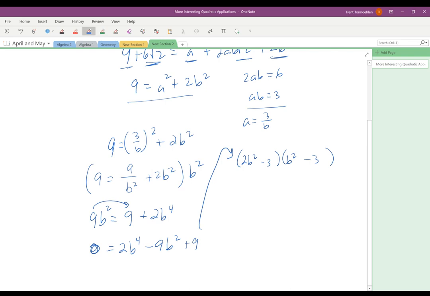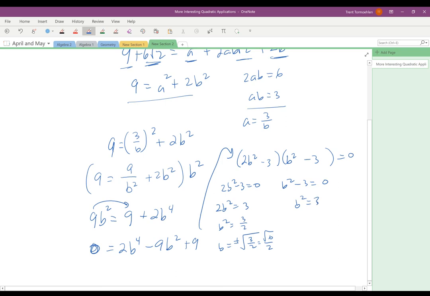Well, look what happens when I do that. I realize, oh, wait a second, that does factor nicely, which means I can solve for b. And so I'm either going to have 2b squared minus 3 equals 0 or b squared minus 3 equals 0. And so that's going to give me 2b squared equals 3, which means b squared equals 3 over 2. So b equals plus or minus the square root of 3 over 2, which is the same as the square root of 6 over 2. Or this one's just going to be b squared equals 3, which means b equals plus or minus root 3.